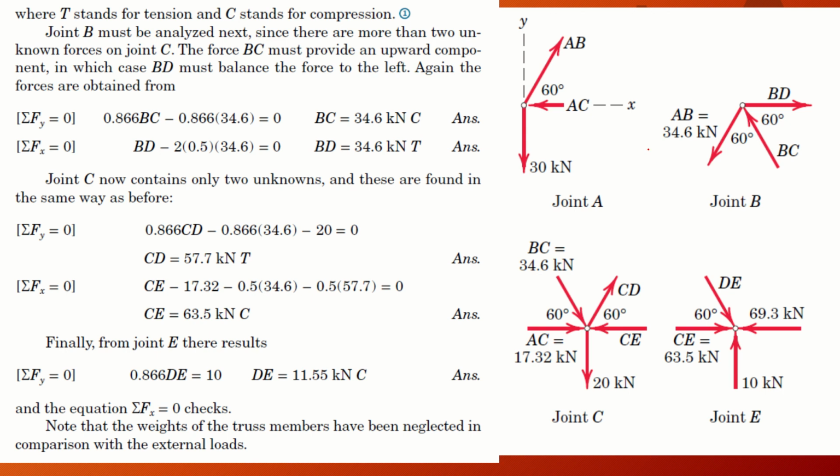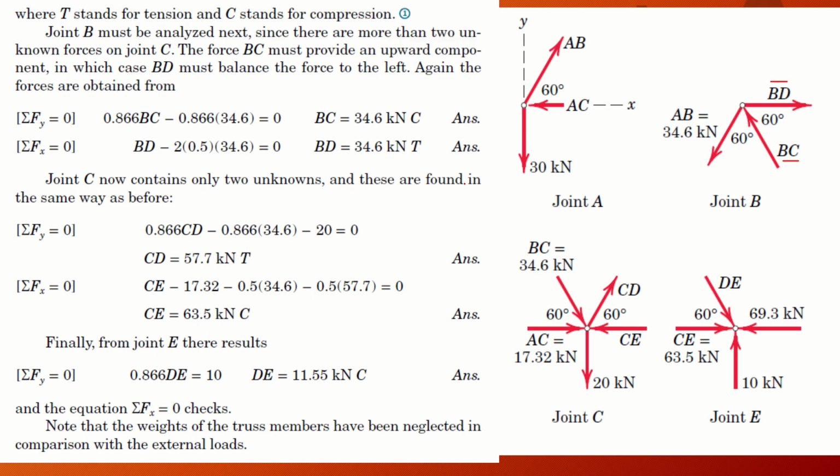If we look at joint B, we can apply the conditions of equilibrium. Sum of forces along x-axis equals 0, sum of forces along y equals 0, and we can find the values of the two unknowns, that is BC and BD.